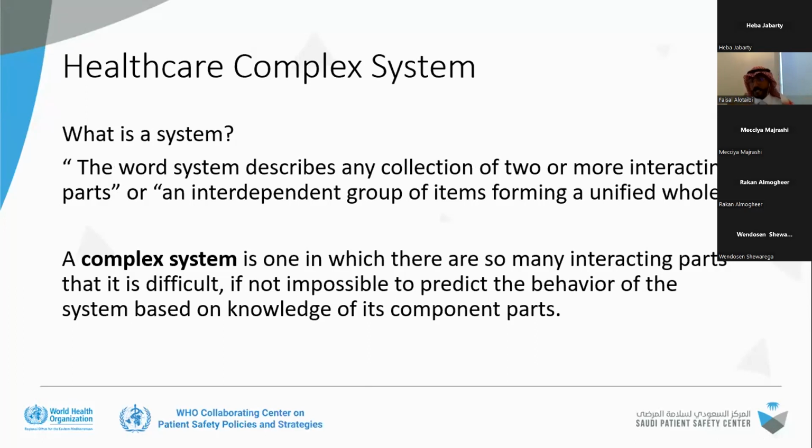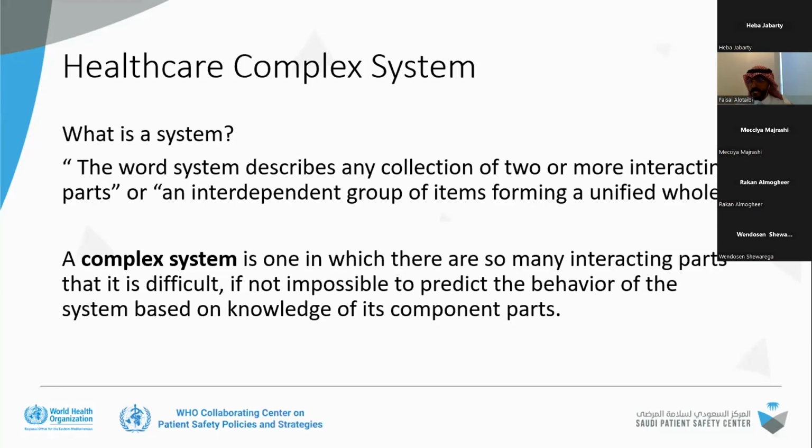So if you are dealing with a computer, an infusion pump, or a patient monitor, there are two parts of the system interacting. So we have a system here. The difference in healthcare is that it's not only two parts interacting with each other; it's many parts of the system interacting in order to treat and diagnose the patient.